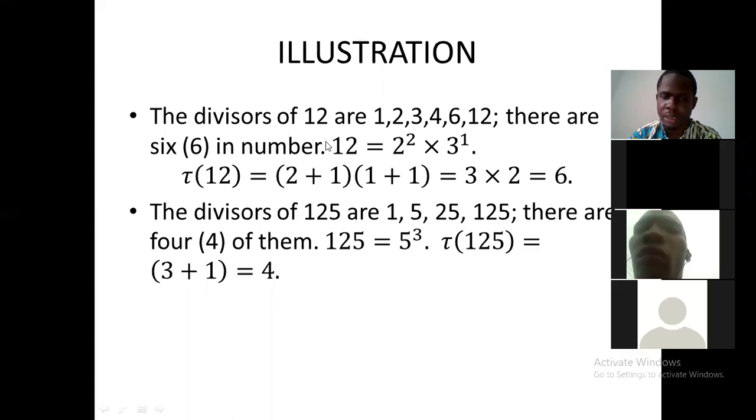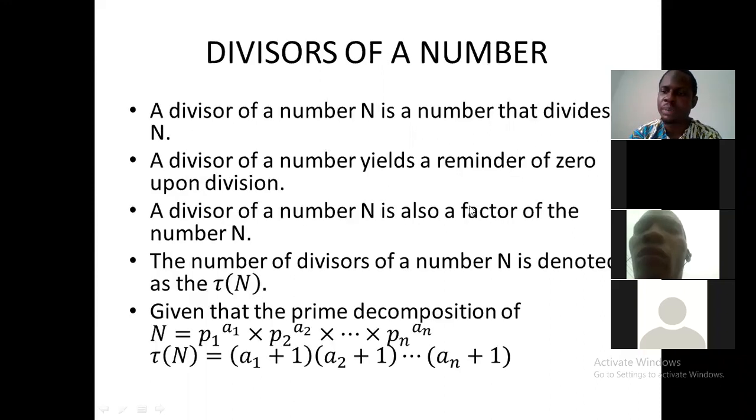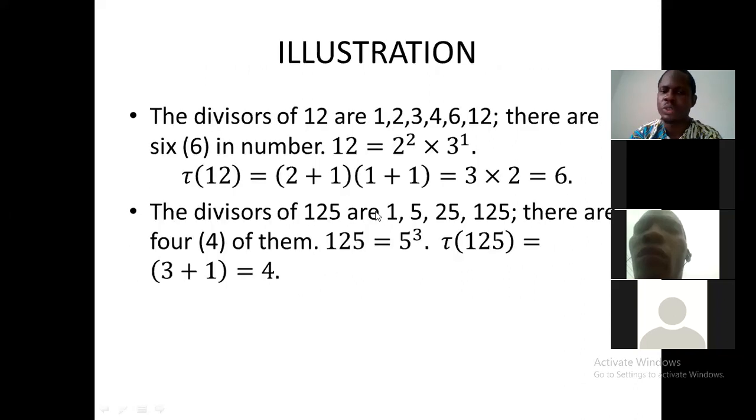Now remember, let's go back to the previous one. That's the formula for tau of n. Let's take another example, 125. 125 is a power of 5. So it is divisible by 5 and 25. 125 is the product of its prime factors. Incidentally, 125 has only one prime factor, which is 5.